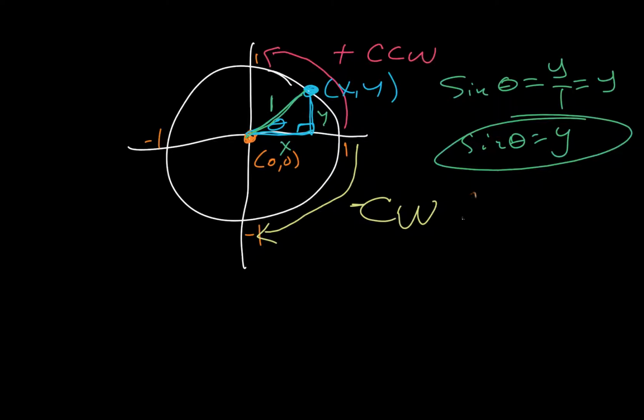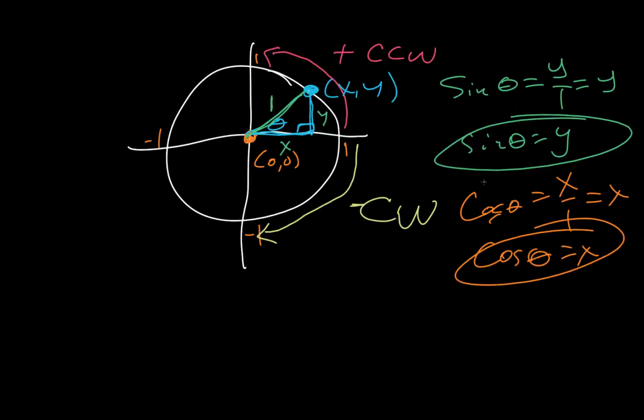Similar thinking, we can say cosine theta is equal to x over 1, so it's always x. So cosine is always x. So if we come back to this as x comma y, that's the same as saying cosine comma sine. So we'll get more into how to use that, but that's a good thing just to keep in mind.